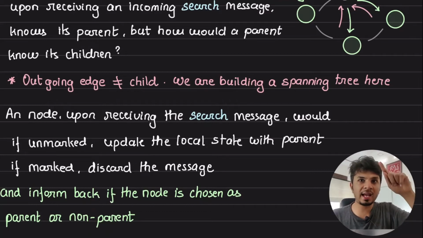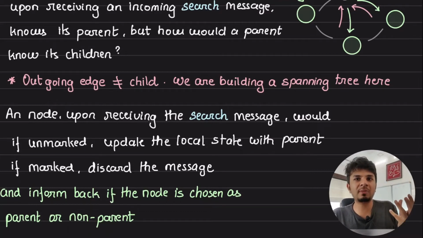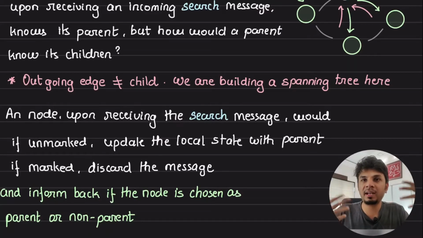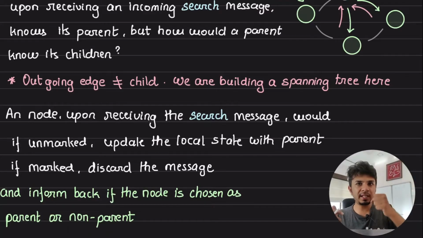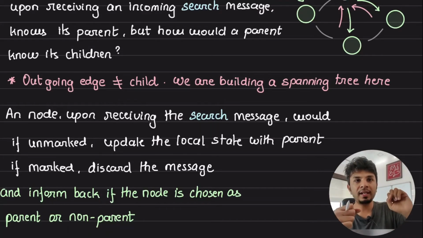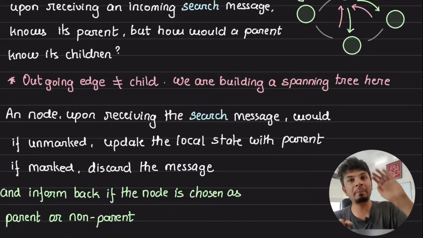If I0 does not receive a message from A and C, because it's a distributed system, something could go wrong. It might just wait infinitely for them to receive the message, or it might just assume that the message never reached there. So that's why we have to be very concrete and very robust with the implementation. So what we do is, whenever a node receives the search message from another node, it would be sending back whether it chose the other node as a parent or not.